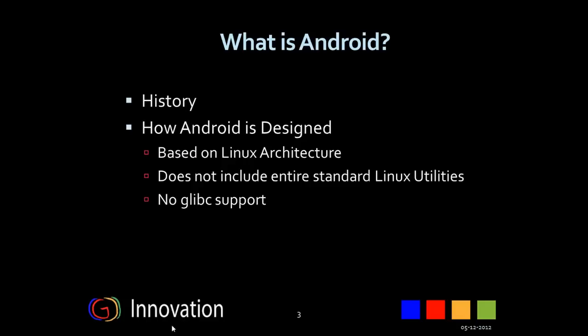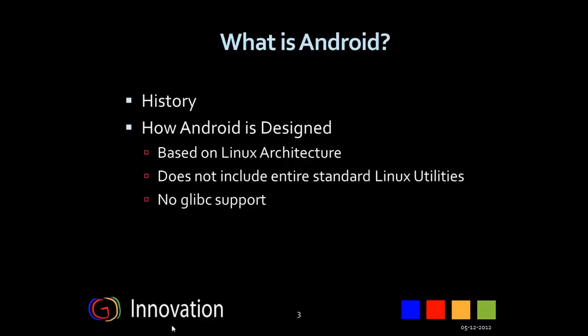What is Android? Android is a Linux-based operating system designed primarily for touchscreen mobile devices such as smartphones and tablet computers. Initially, it was developed by Android Inc., which Google financially backed and later purchased in 2005. Android was unveiled in 2007 along with the founding of the Open Handset Alliance, a consortium of hardware, software, and telecommunication companies devoted to advancing open standards for mobile devices.